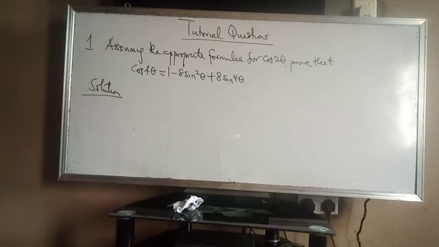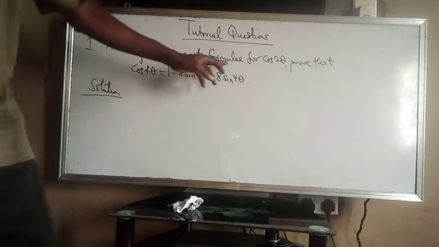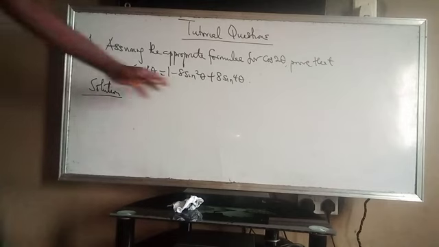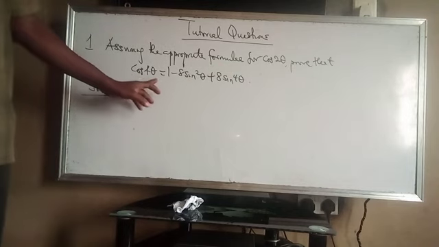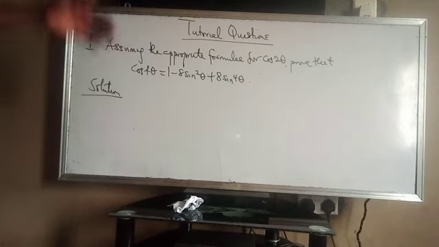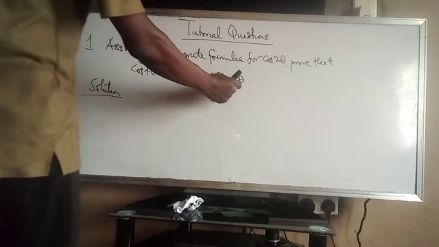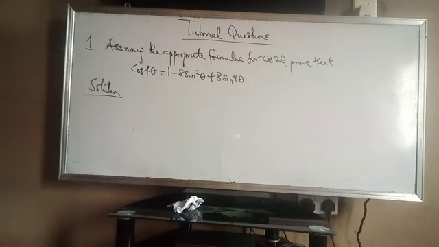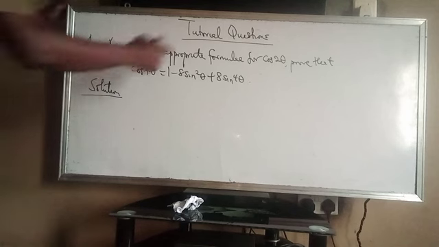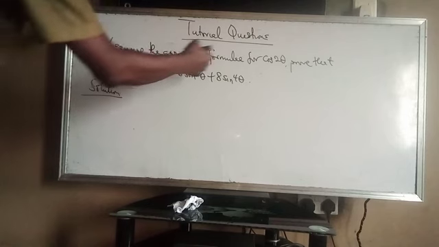Assuming the appropriate formula for cos theta, we are asked to prove that cos 4 theta is equal to 1 minus 8 sine square theta plus 8 sine raised to power 4 theta. That is when you multiply sine theta 4 times. Now, we are asked to assume the appropriate formula.